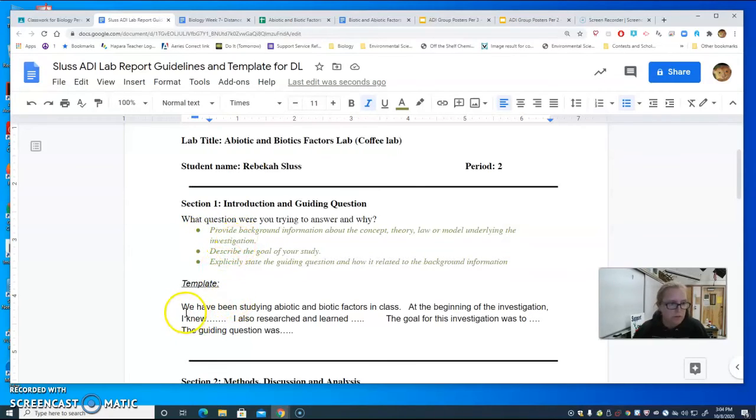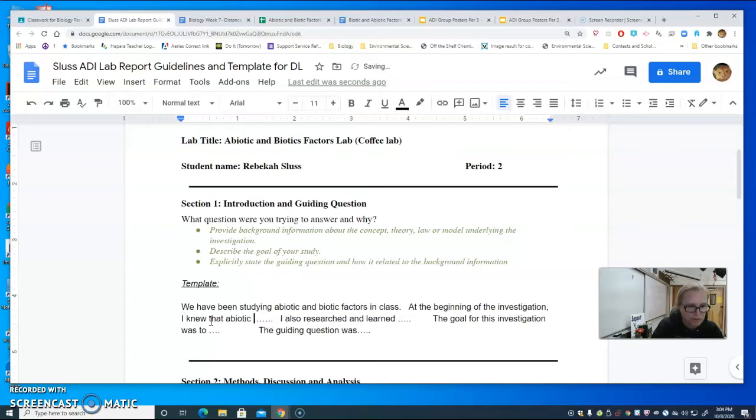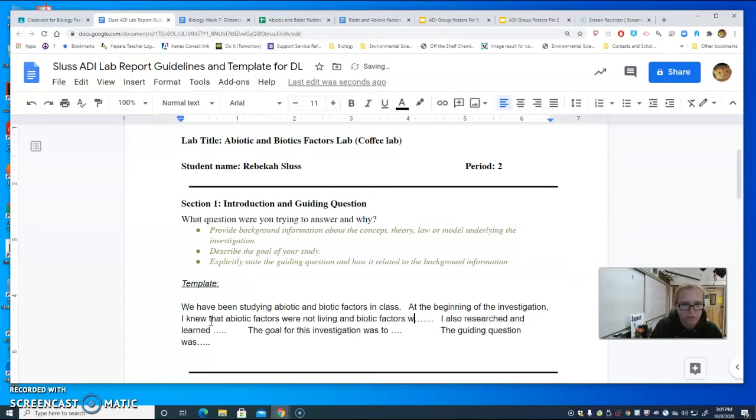So the first sentence I started for you: we've been studying abiotic and biotic factors in class. At the beginning of the investigation, I knew, and you might say something like, I knew that abiotic factors were not living, and biotic factors were things that were alive. Something like that. You might explain more about what that is. I don't want to write your whole lab, but probably 7 sentences is good to have in your first paragraph.